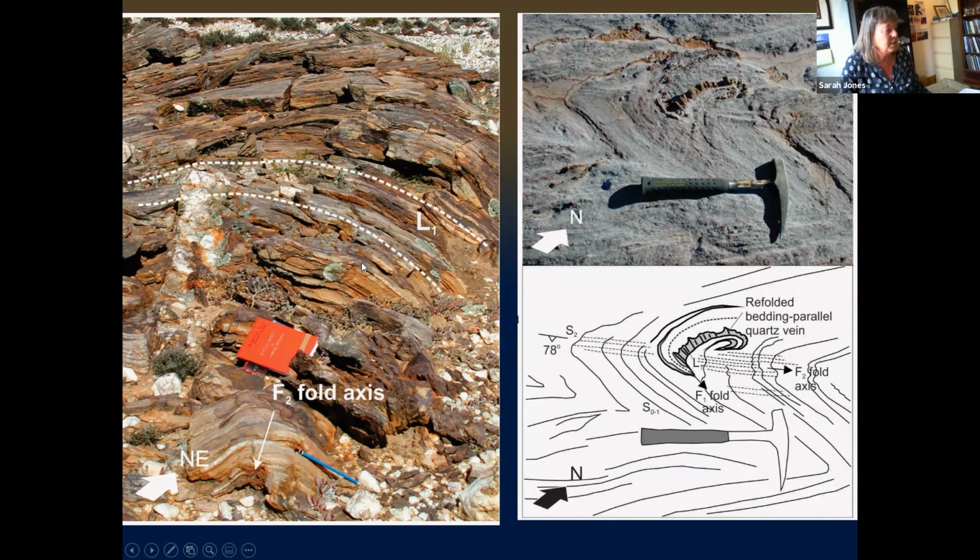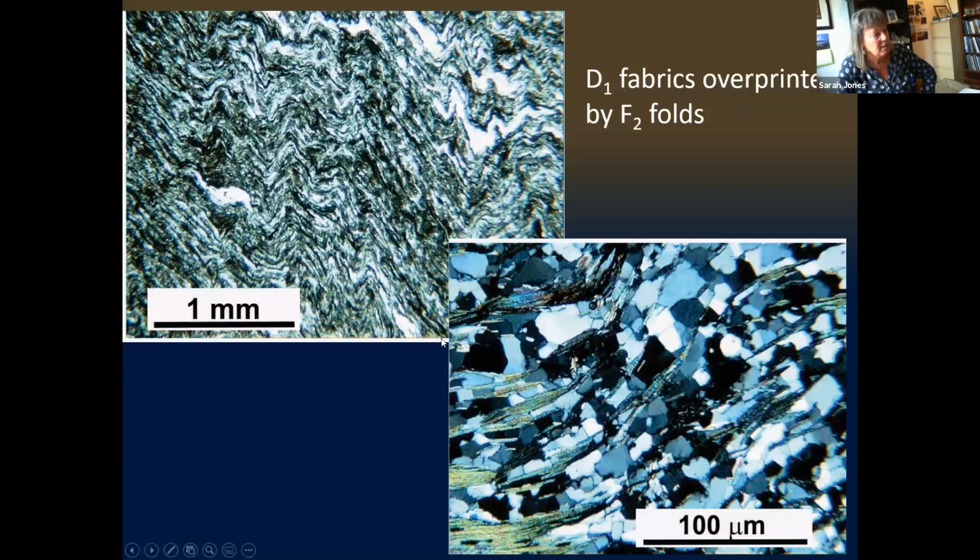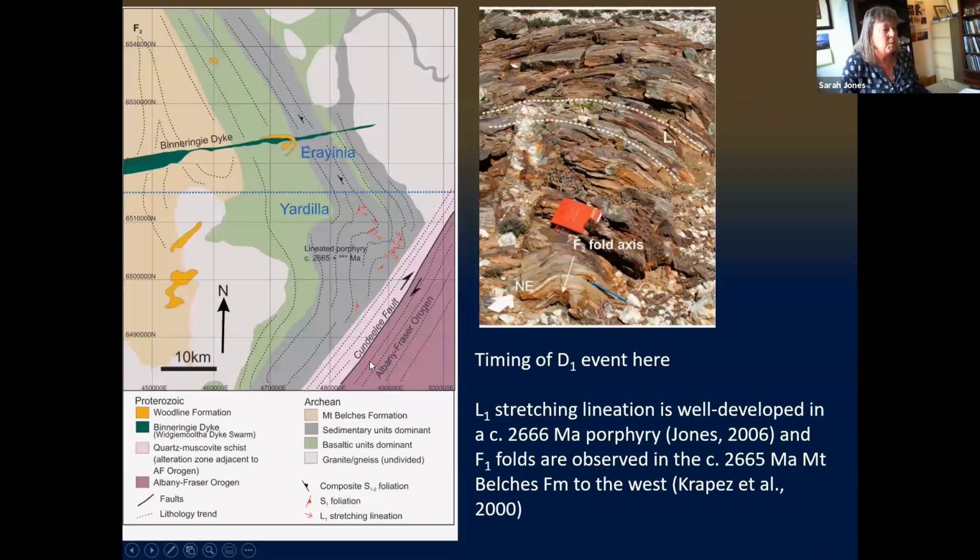And interestingly, this is classic, just up the road: there's your typical upright F2 folds with a strong S2 cleavage and bedding, and S1 basically folded about the F2 folds, and in the thin section, you really clearly see the S1 fabric folded by those upright folds. A really consistent pattern between D1 and the later deformation.